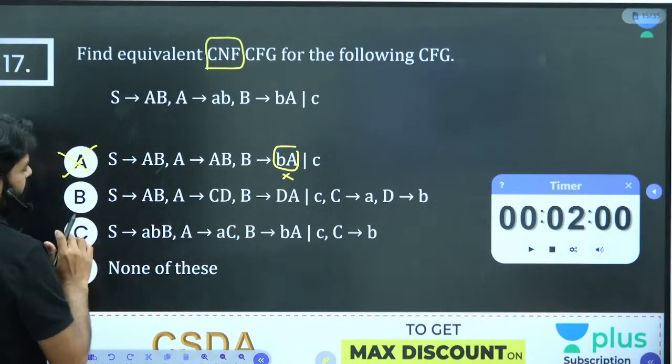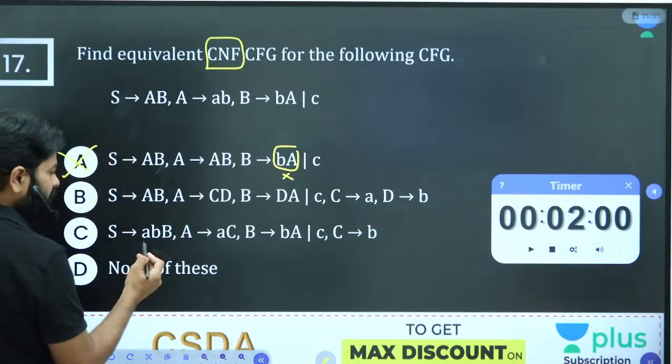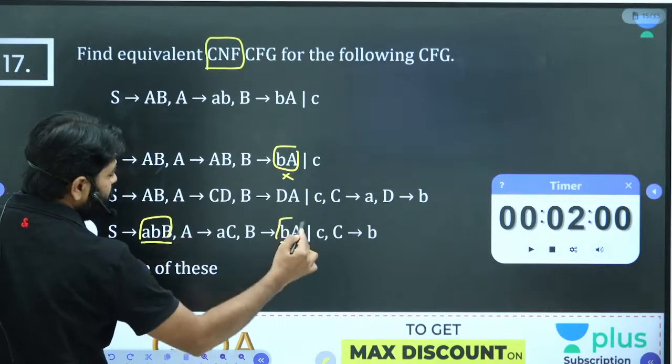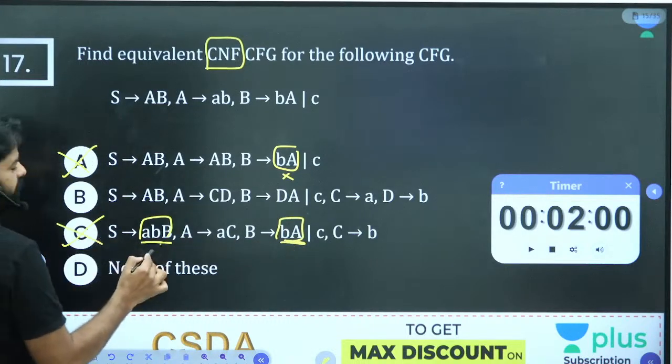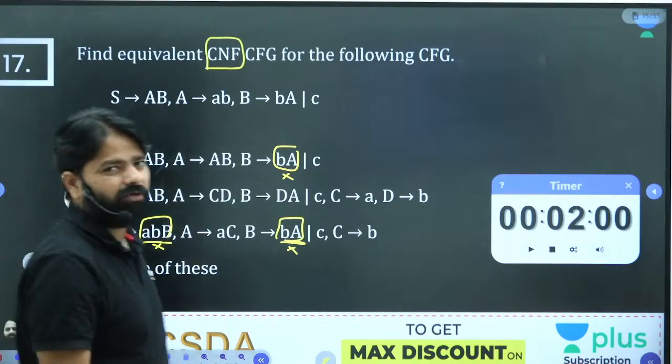And B is, every production is in CNF. Yes. And here, this production and also this production, two productions are the reason why it's not CNF. Now we need to verify if these two grammars are generating the same language or not.